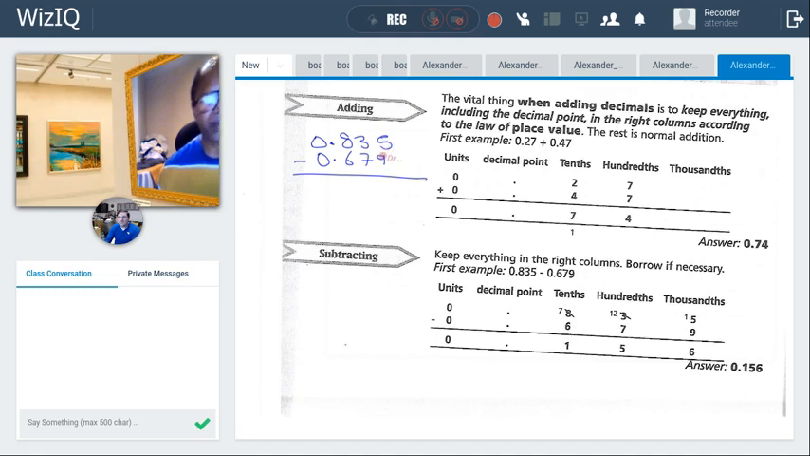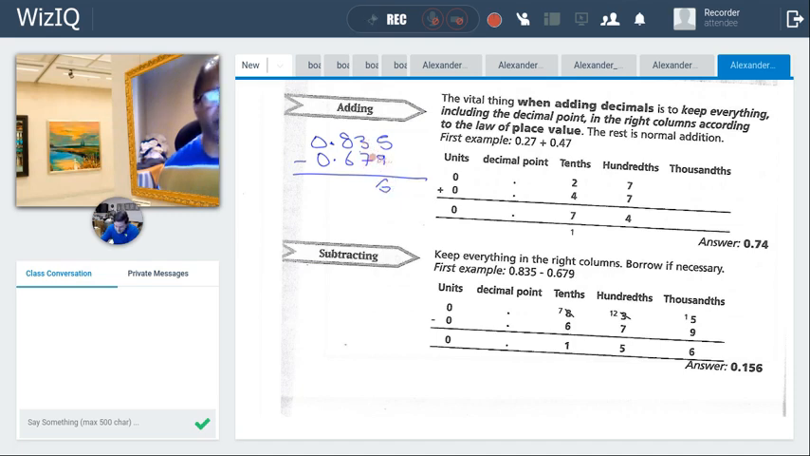So 5 take away 9 is impossible, because this is smaller, this is bigger. Therefore, we're going to borrow 1 from here. So there's going to be 2 here. The one we have taken is going to be 10, so this is going to be 15. So 15 take away 9 is going to give you 6. And then here you remain with 2.